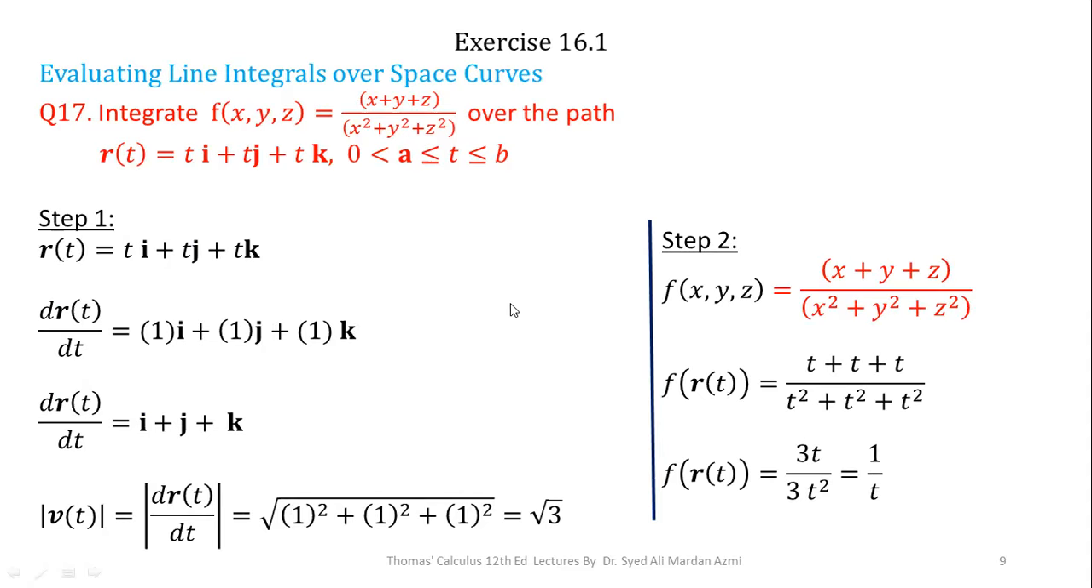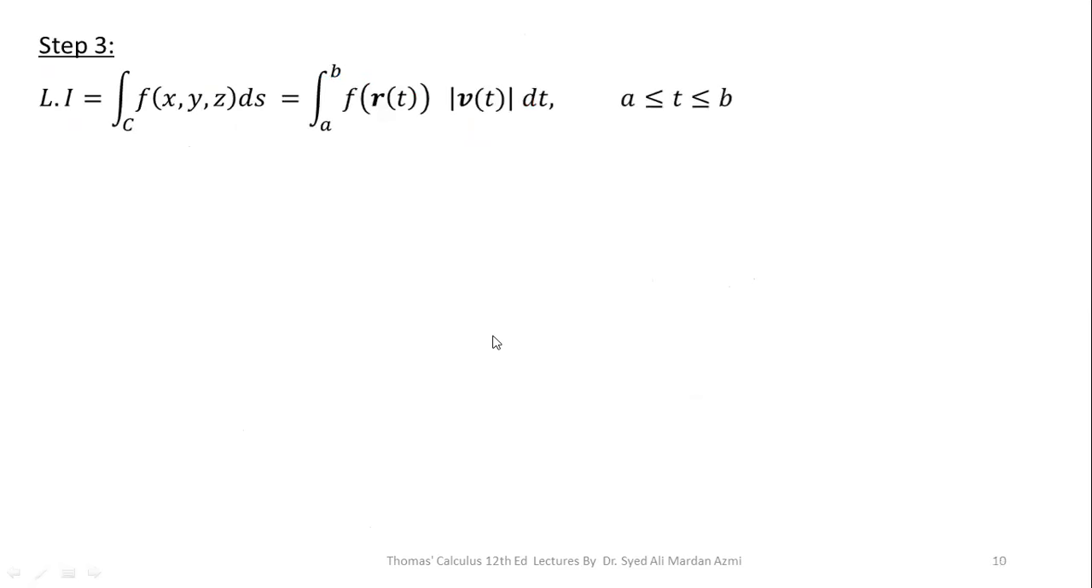So after completing step number 1 and step number 2, we can move on to our calculation of the line integral. Now substituting the values, limits from a to b, the value of f of r of t is 1 over t, and the mod of v of t has the value square root of 3 dt. Integration of 1 over t is natural log of t for the given limits.